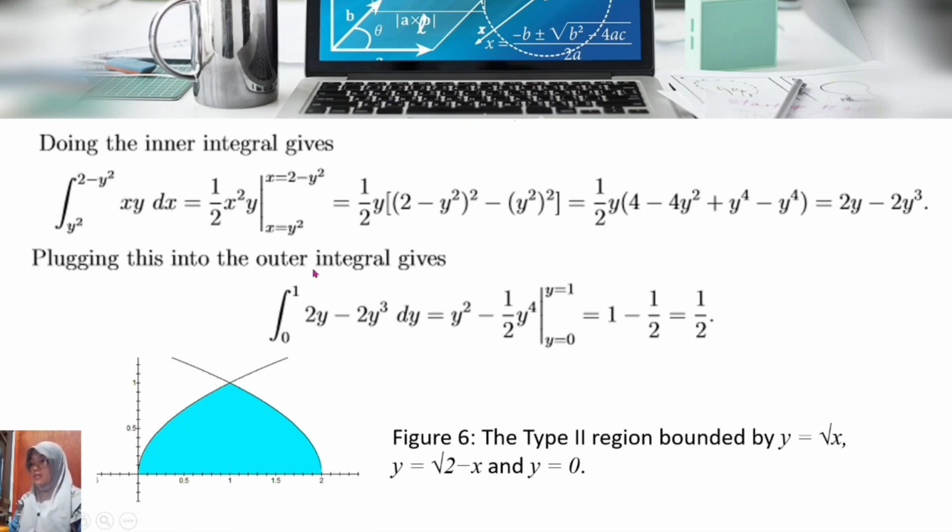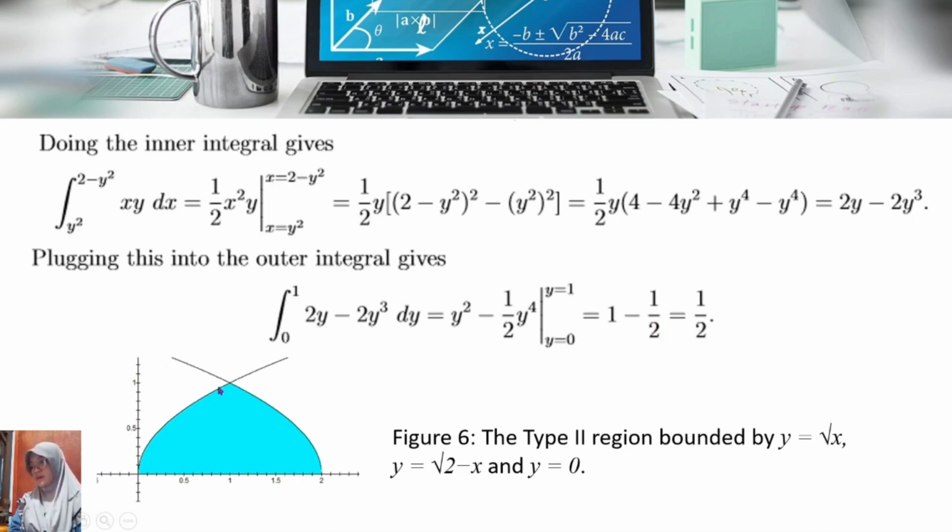Plugging this in the outer integral, which is the integral from 0 to 1, we will plug in the result of the inner integral, which is 2y minus 2y cubed, with respect to y. This is equal to y squared minus 1 over 2y raised to 4, where y is equal to 0 and y is equal to 1. And this will be equal to 1 minus 1 over 2, and 1 minus 1 half is equal to 1 half.